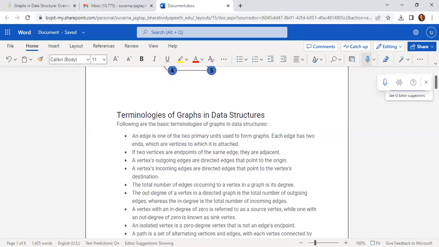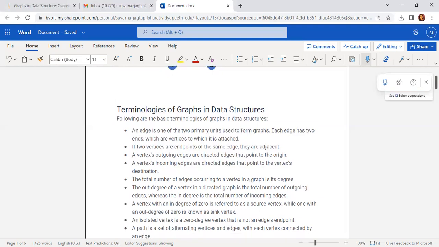destination. Here, the total number of edges incident to a vertex in a graph is its degree, and the out degree of a vertex in a directed graph is the total number of outgoing edges, whereas in degree is the total number of incoming edges. A vertex with in degree of 0 is referred to as a source vertex, while the one with out degree 0 is known as a sink vertex. There is another concept called an isolated vertex. An isolated vertex is a 0-degree vertex that is not an edge endpoint.